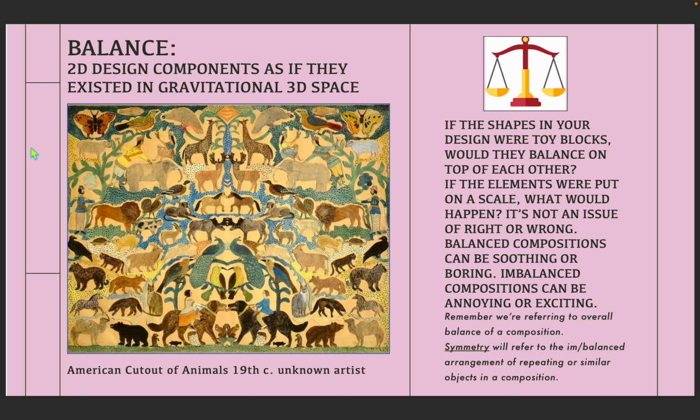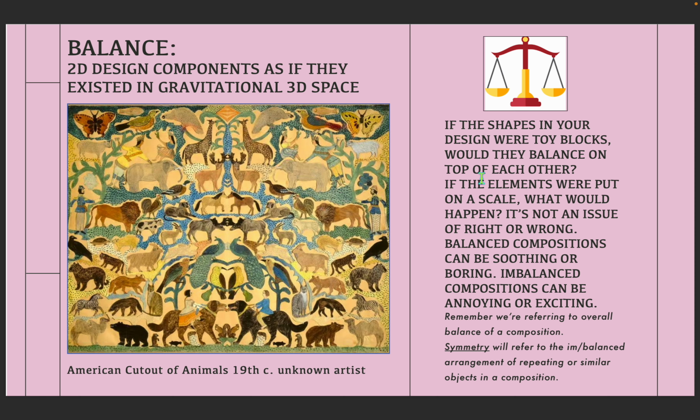We talked before about how balance refers to the idea that your two-dimensional design components, our brain looks at them as if they existed in gravitational 3D space. So in this image here, remember, you can see how it's very symmetrical and it's perfectly balanced because there's a lion here and a lion here, a bear here and a bear here, dog, dog, person, person. Each side has the exact same thing as the other side, making for a perfectly balanced composition.